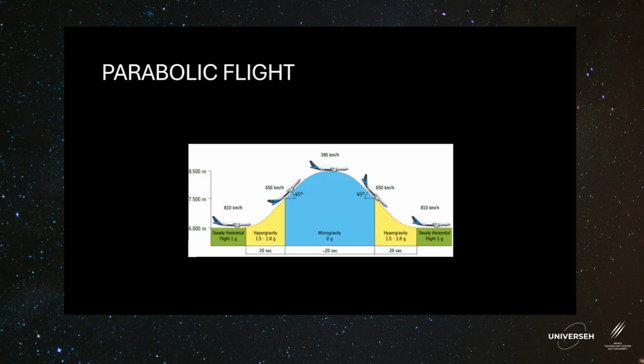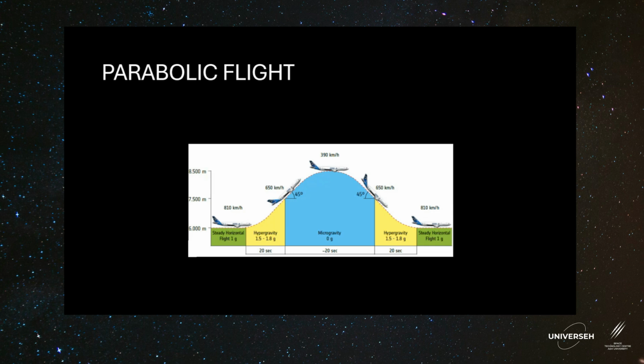So the aircraft needs to be created using better materials. And during this phase, we have 1.5 to 2G. We have hypergravity. After that, we have 20 seconds of 0G. Pilots turn off the engines. We have only gravity force, and we have the parabola top. We have lower speed, and after this, we have hypergravity for 20 seconds, and we come back to 6,000 meters. On the top, we are at around 8,050.